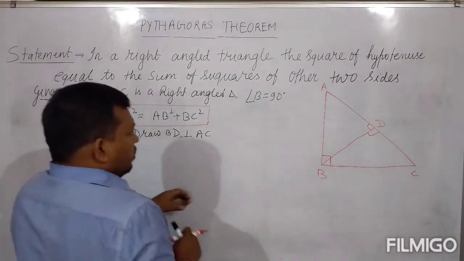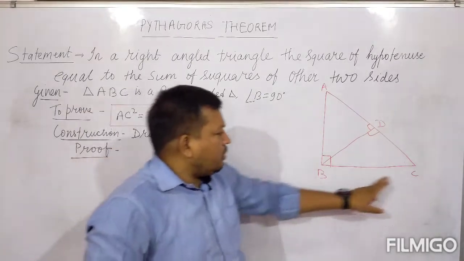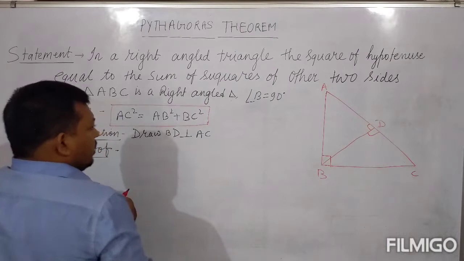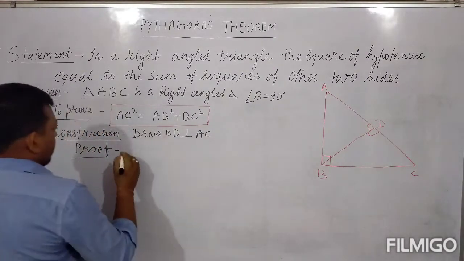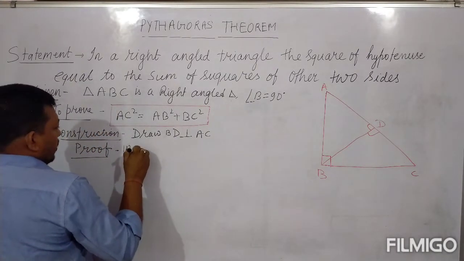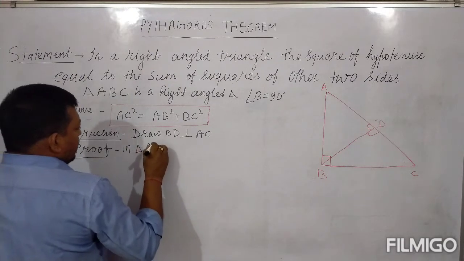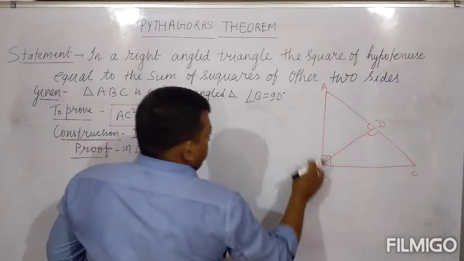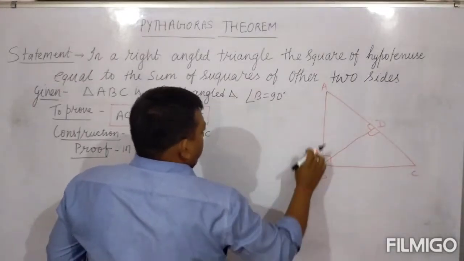First, we will take triangle ABC, the big triangle, and a small triangle. What is the name of the big triangle? It is ABC. So in triangle ABC, take one smaller triangle. ABC is the big triangle. Take ABD.